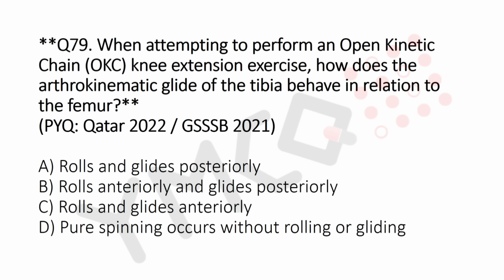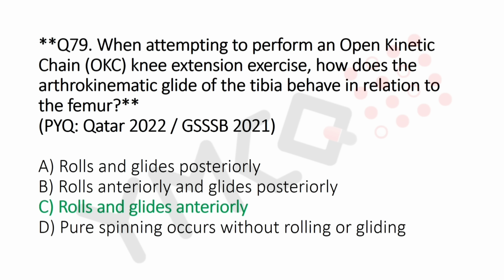When performing an open kinetic chain knee extension exercise, how does the arthrokinematic glide of the tibia behave in relation to the femur? Option A, rolls and glides posteriorly. Option B, rolls anteriorly and glides posteriorly. Option C, rolls and glides anteriorly. Option D, pure spinning occurs without rolling or gliding. And the answer is option C, rolls and glides anteriorly.